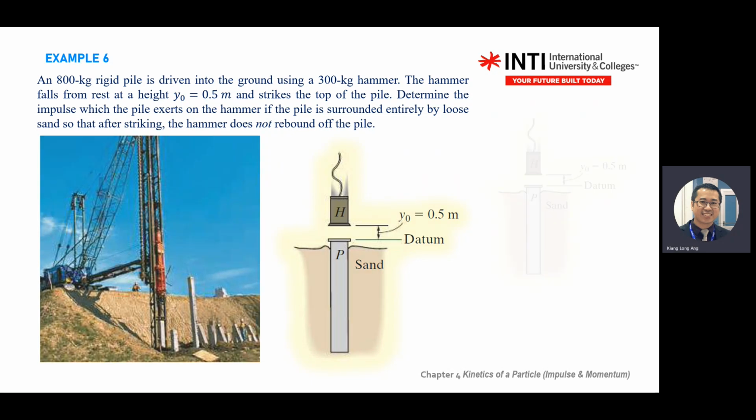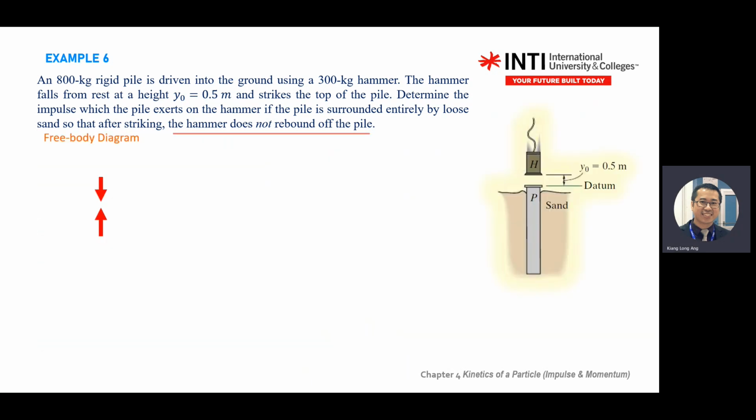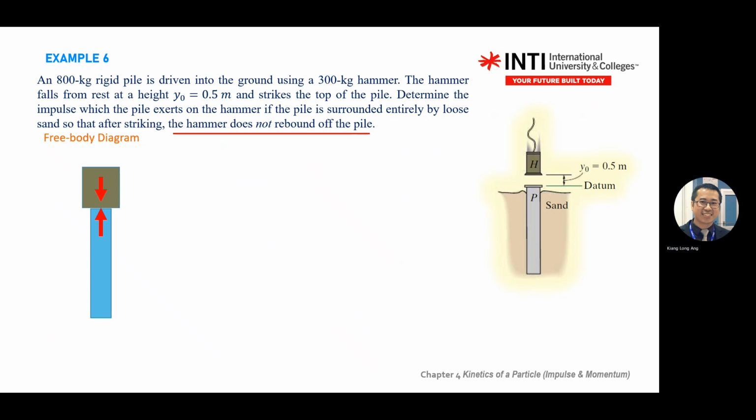Okay, so let's dissect the question. You draw the free body diagram. So it tells you the hammer does not rebound off the pole. It means we are only interested in the time when it hits and then stops there. You pause the time. So you draw the free body diagram like you see on the screen here. You see two red arrows. Don't be confused by the two arrows.